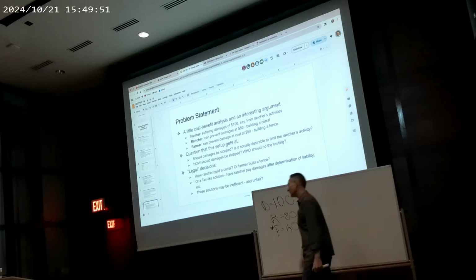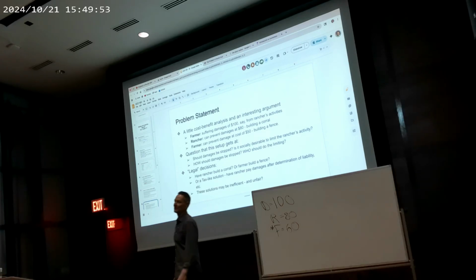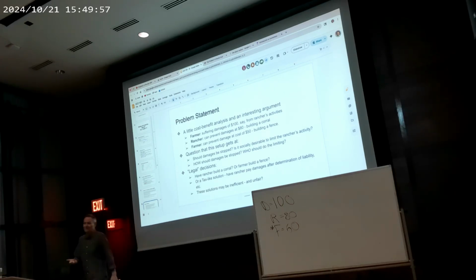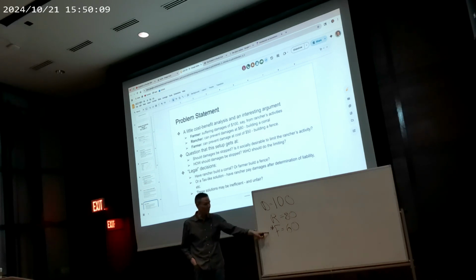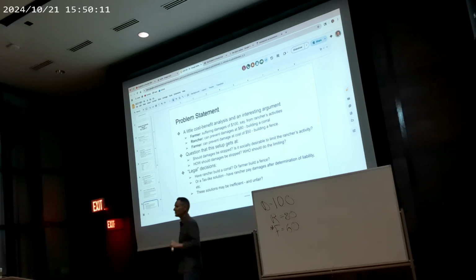Now, you might be saying, is that fair? Maybe, right? You might say that if we were thinking about this as a matter of law, as we will in a second. We're not really saying anything about that yet. We're just thinking about the economics. We want the farmer to build a fence, and we want to stop these damages of 100, right? So we know that. Now we have to go to policy, right?